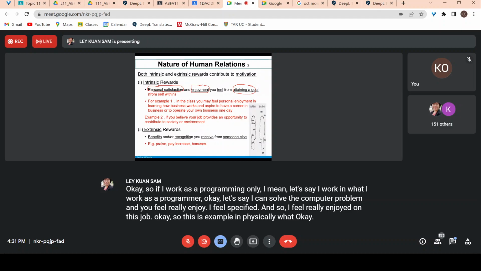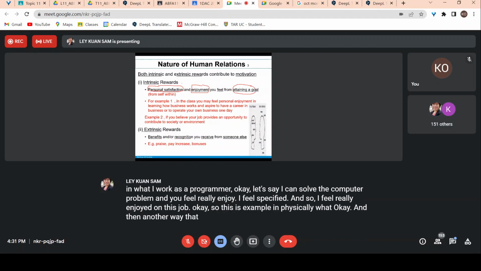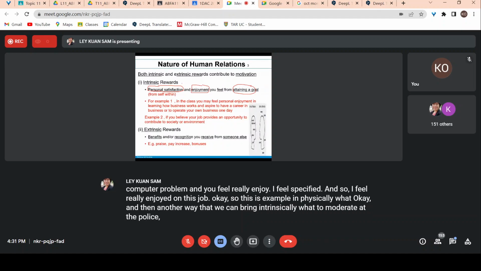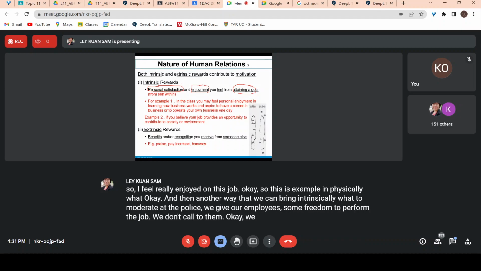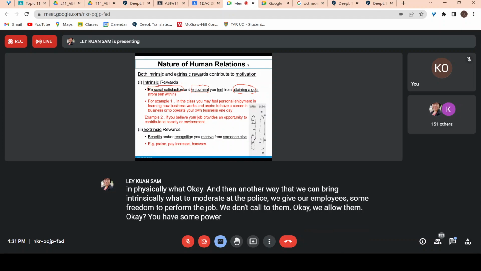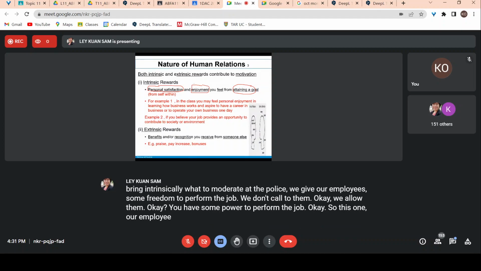Another way that we can bring intrinsic reward to motivate our employees is to give our employees some freedom to perform the job. We don't control them. We allow them to have some power to perform the job. Then our employees will also feel motivated. So this is an example of intrinsic reward.